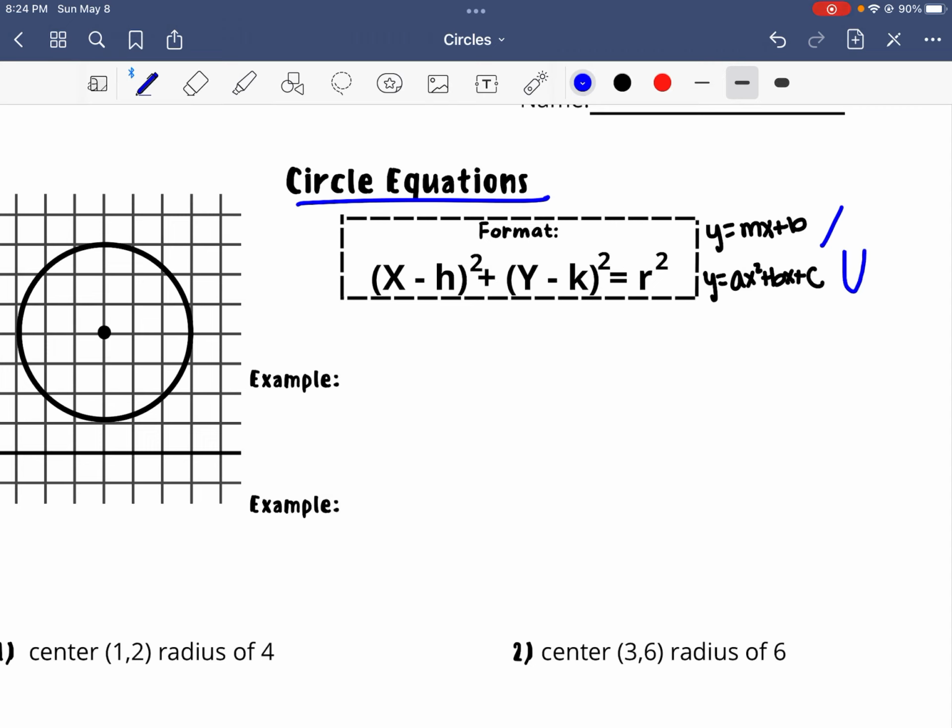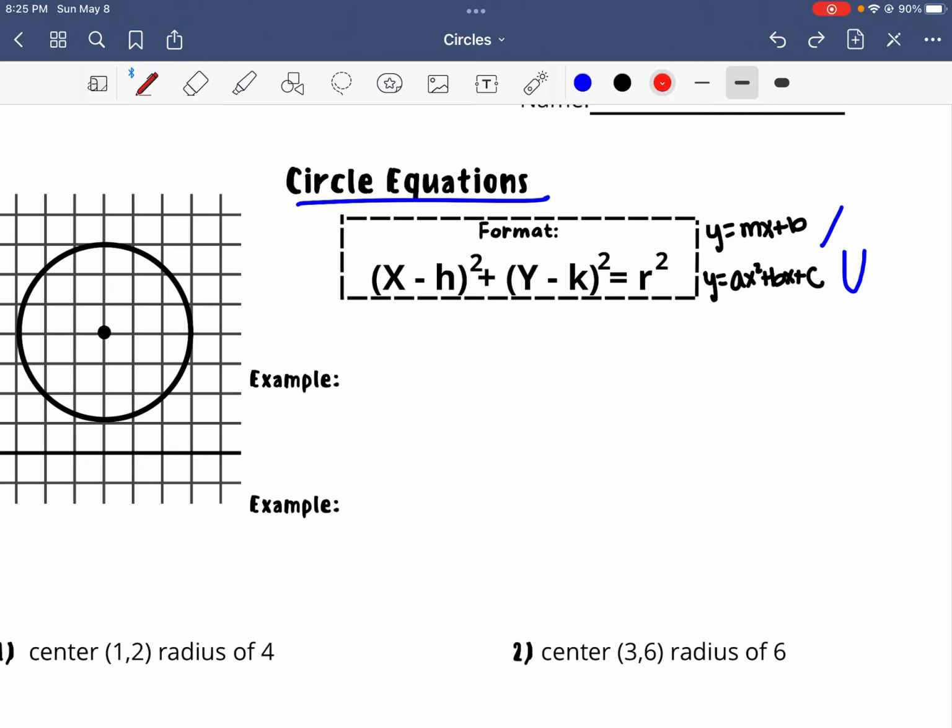So in this case, we have this new equation, which is (x minus h) squared plus (y minus k) squared equals r squared. And I know that it seems very scary. It sounds scary because it's long and there's a lot of different letters and variables in here. But we only need to focus in on 3 of them, okay?